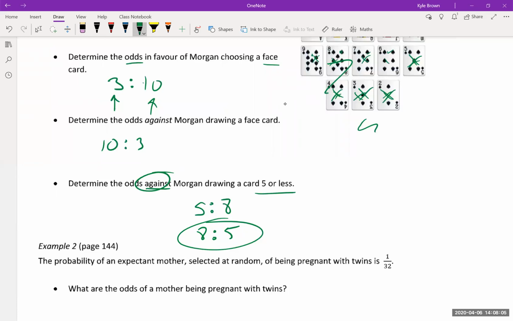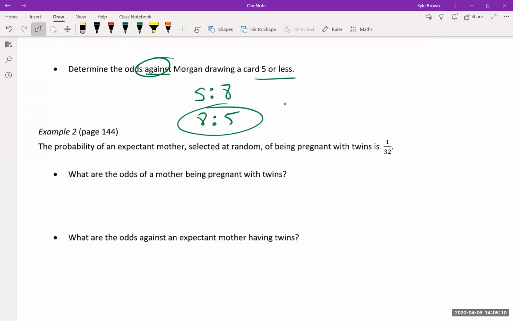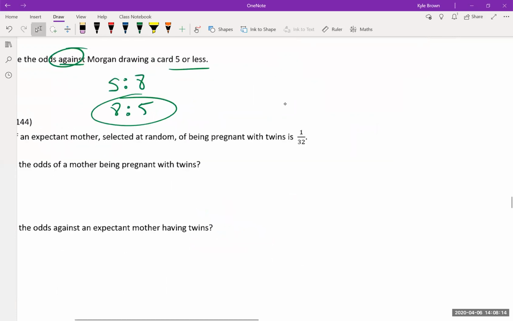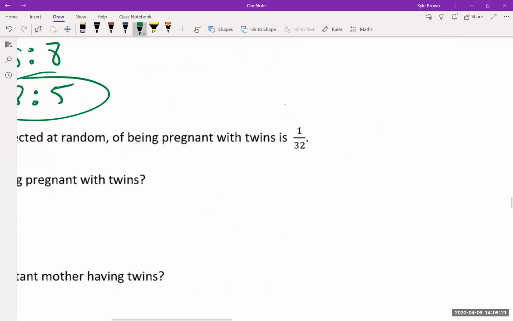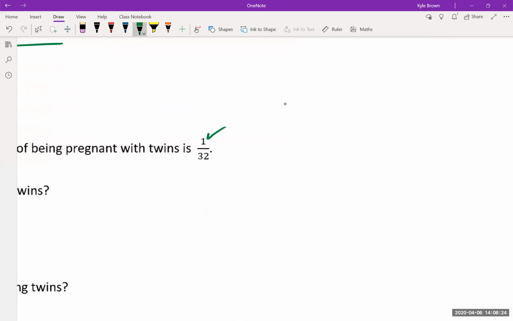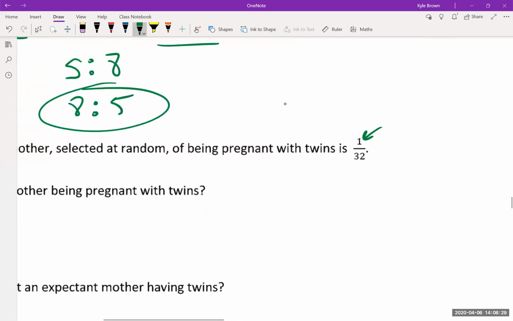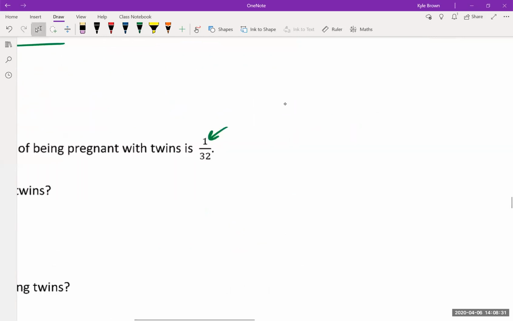Okay, so next one. The probability of an expectant mother selected at random being pregnant with twins is 1 in 32. So first off, that was probability. Let's make sure we know what we're looking at. This was saying 1 over 32. I don't know if you'd call having twins favorable, but I'll call it favorable over total. So we're looking at a probability there.